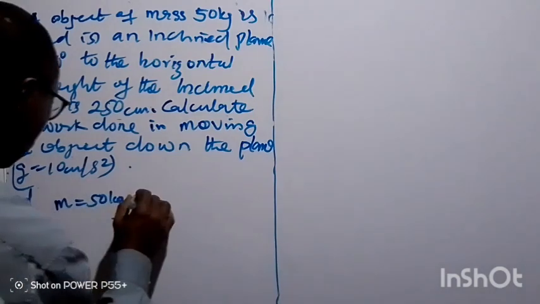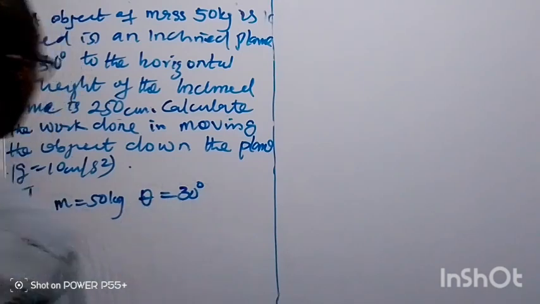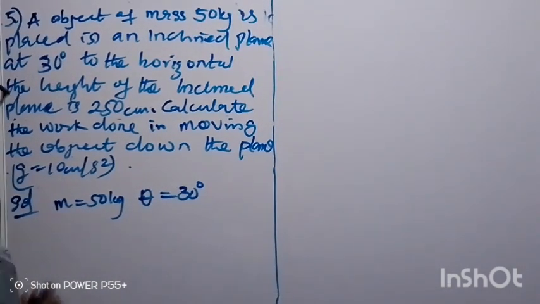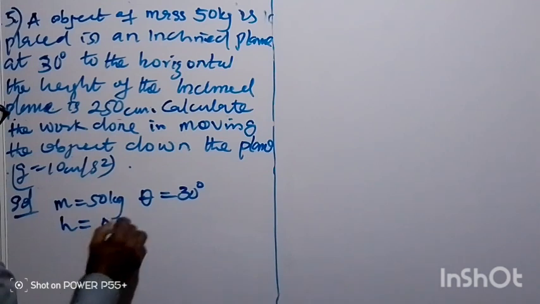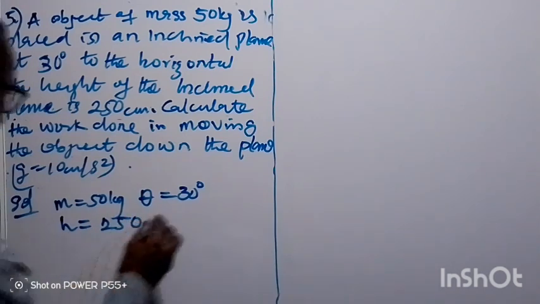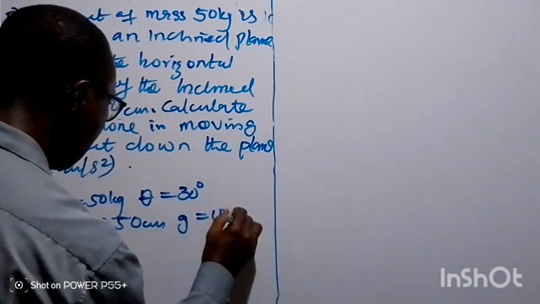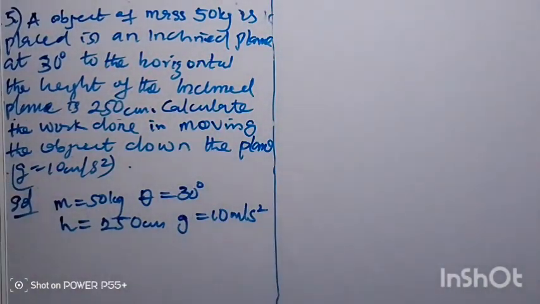Angle theta is given, 30 degrees. Then the height of the inclined plane, h, is equal to 250 centimeter. Then g is given, 10 meter per second squared. So we now have to calculate the work done in moving down the plane.